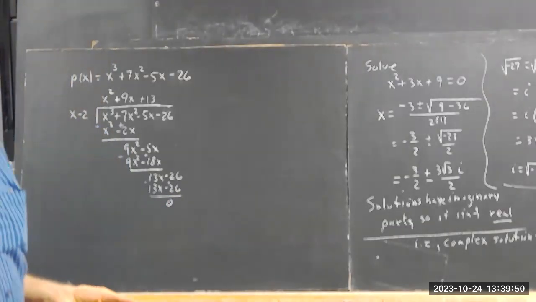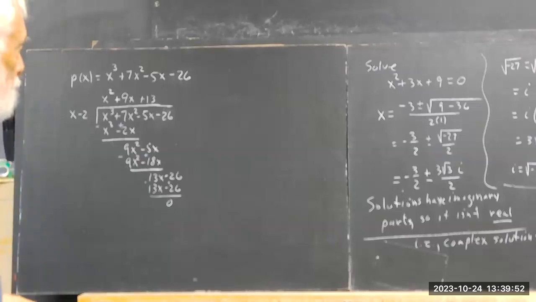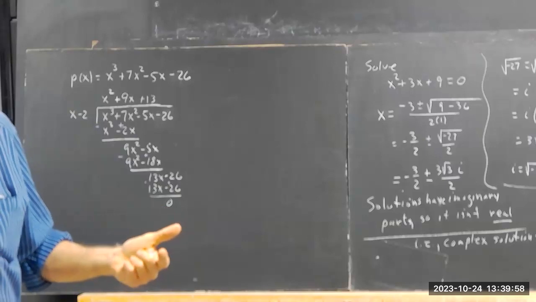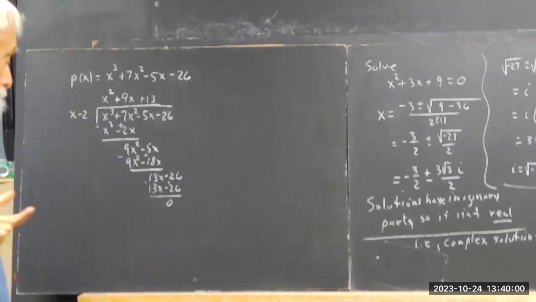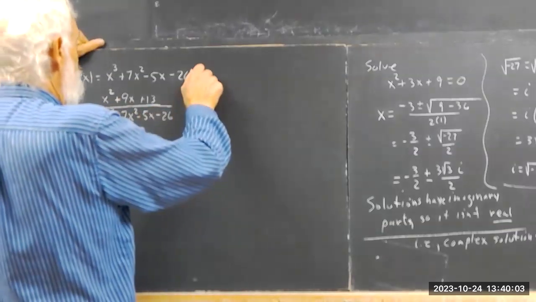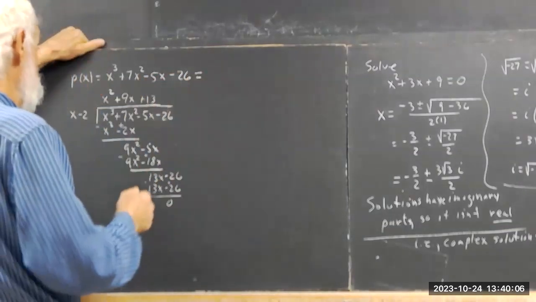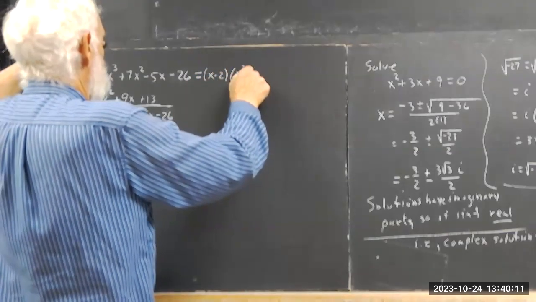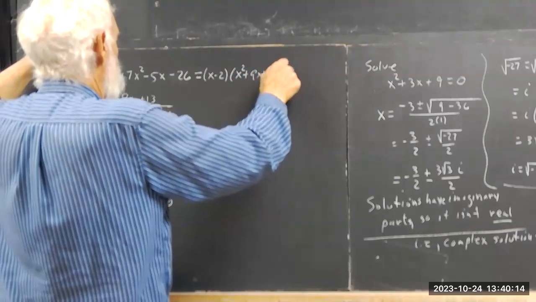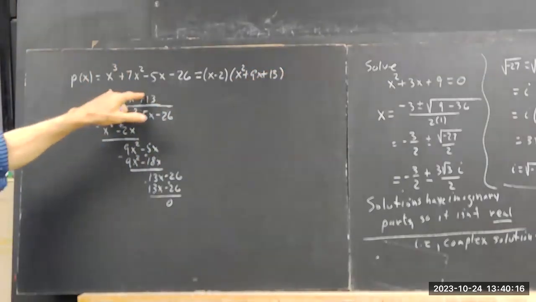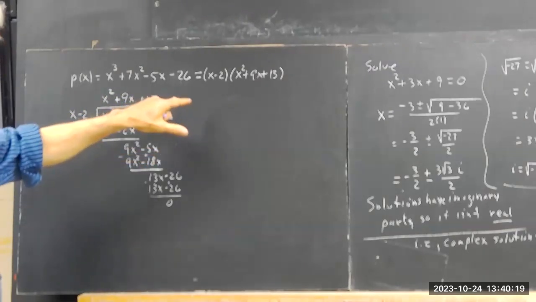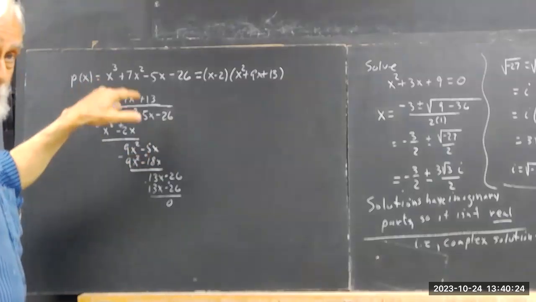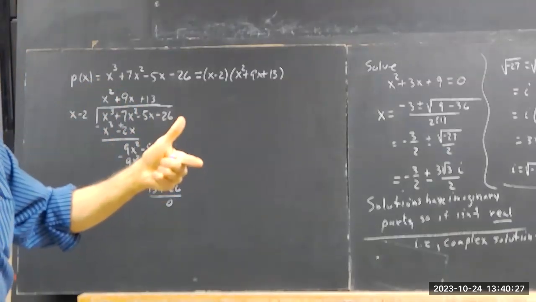Now, why is that a good thing? Well, we want to factor this. Remember that we don't know much about a polynomial unless we factor. And we just started our factorization. We get x minus 2 times x squared plus 9x plus 13. Because, of course, this times this equals this. That's all I'm saying here. This times this has to equal this. That makes sense?